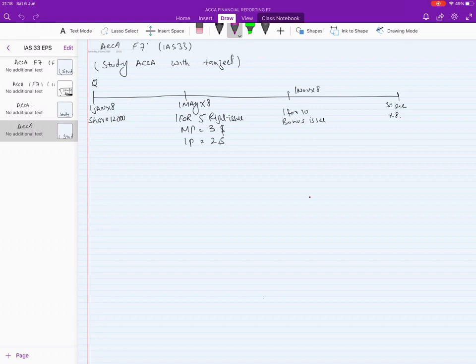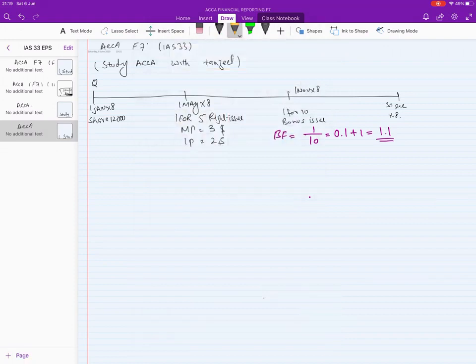So calculate the bonus fraction here. The bonus fraction is, whoever has 10 will get 1 for free. It is 0.1, so just add 1 on top of it. So this is your BF. Simple, very quick. We need to take effect from the very first day. Now let's do the rights issue.